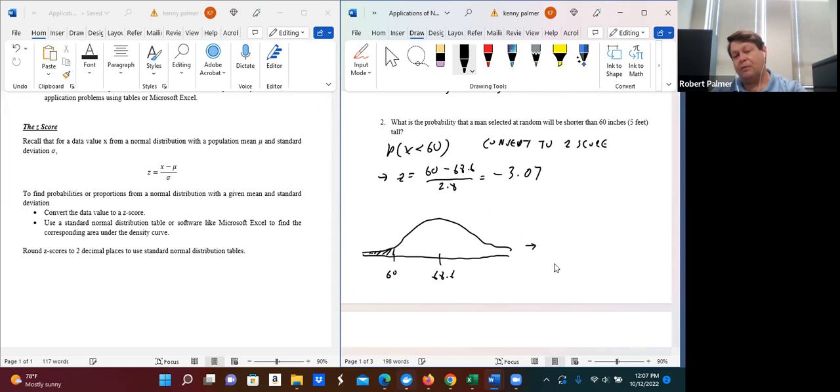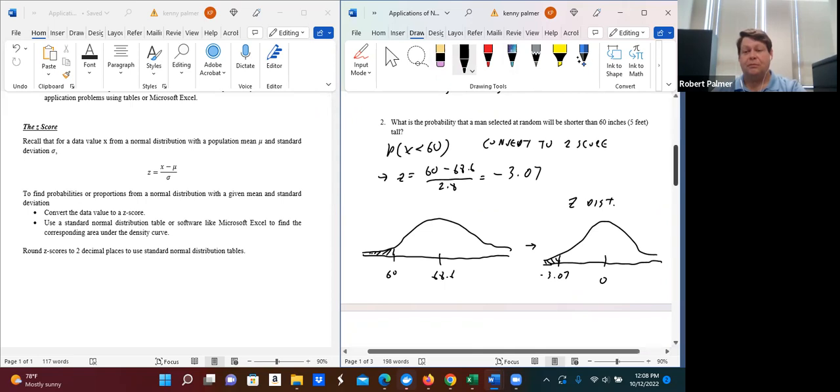Now, in terms of a z-score or a z distribution, it's essentially going to be the same shape, and that's going to look like this. So here's 0, and here is negative 3.07. Even though I'm not drawing it the same, it should be exactly the same shape. We just convert it to a z-score, to a z distribution, and want to find that probability. If you saw the last video I posted, we learned how to do this.